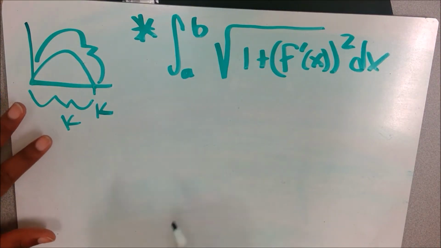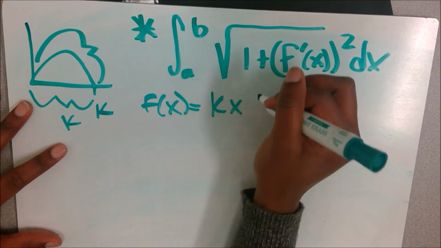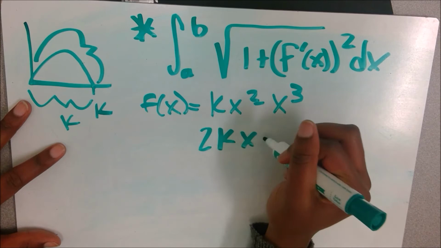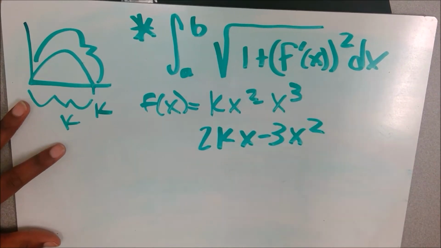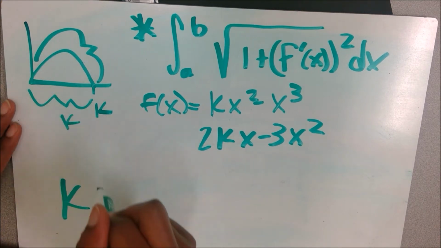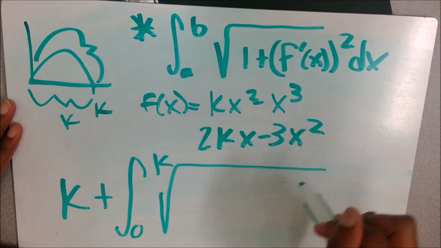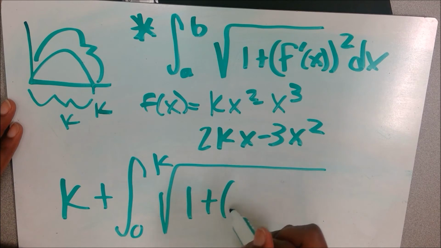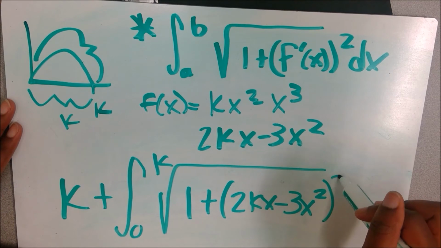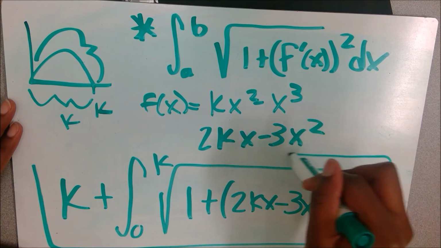So first I'm going to take the derivative. f of x is equal to kx squared minus x cubed, so the derivative is 2kx minus 3x squared. Now I'm going to plug in my information. We have k, this part right here, plus the integral from 0 to k of the square root of 1 plus (2kx minus 3x squared) all squared, dx. And here's the formula to give you the perimeter.